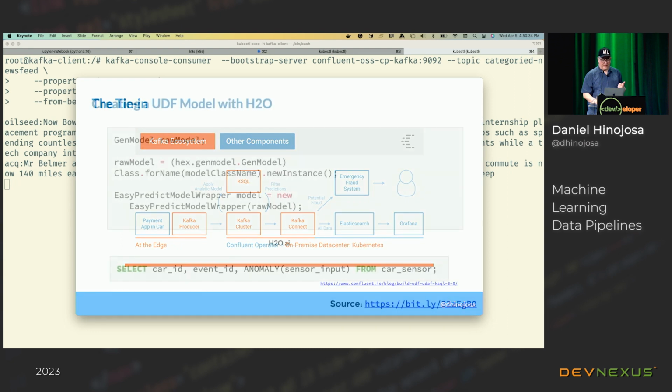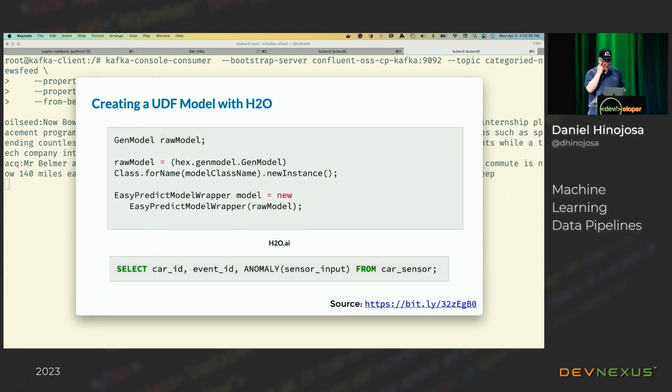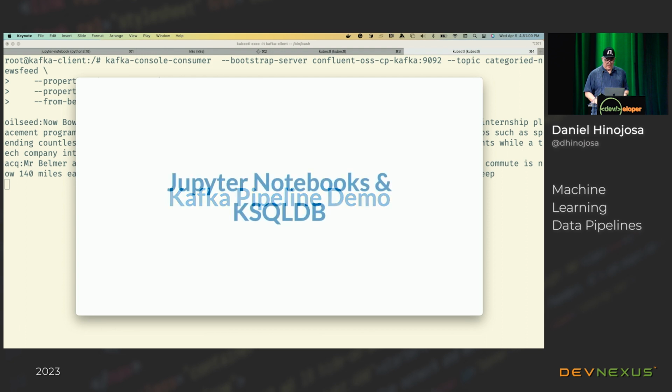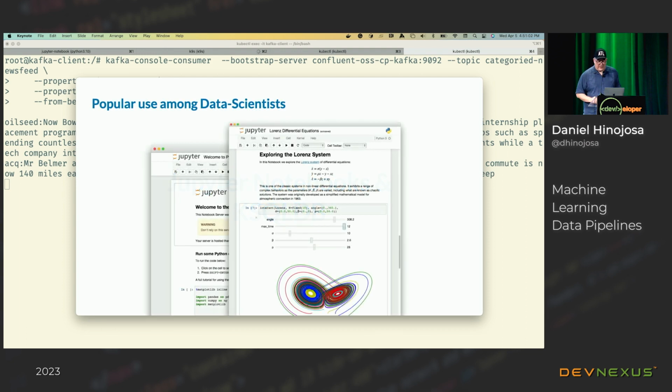That's fun. Okay? So here's an example of one that was using it with H2O. I put the source here just to give you an idea of what that should look like. But take a look how awesome that is. That's just SQL code. So you can create a stream process like this and say car ID, event ID, get me the anomaly of whatever that is from car sensor, and maybe the results of this, I can post over to a different topic. So sweet.